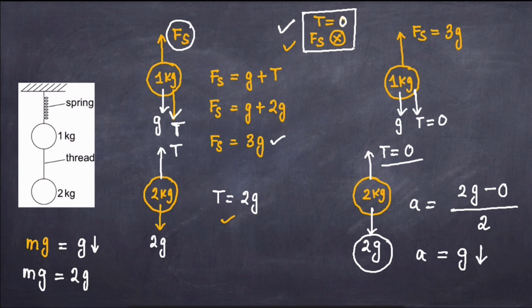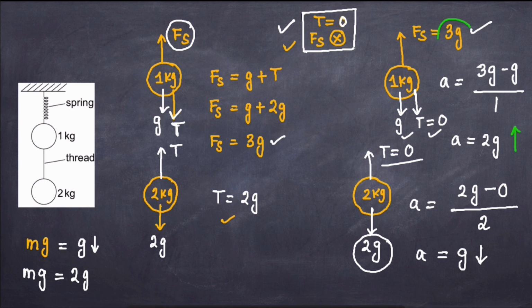Now let us come to the acceleration of the 1 kg block. The net upward force is how much? 3G. The net downward force is G, so minus G. The tension force is 0, right? So we will not consider tension because the force is 0, divided by the mass of the 1 kg block, which is 1. So the acceleration of the 1 kg block will be 2G, and it will be upward. Why? Because the net force is greater in the upward direction. So this will be 2G upward.